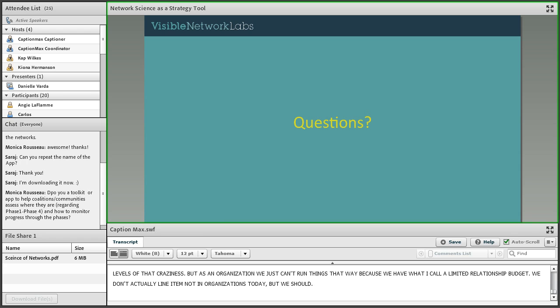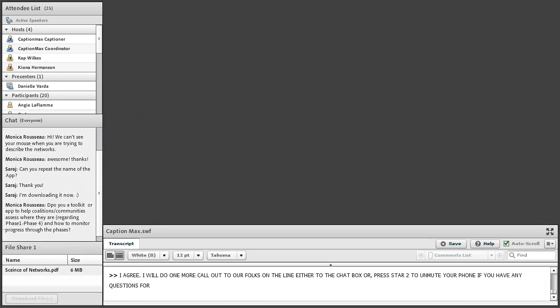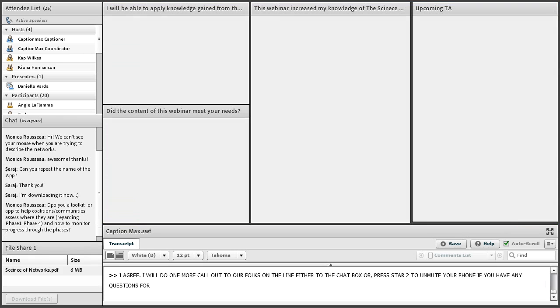Yeah, usually I say at that point, I don't really care how you as a person manage your relationships at the personal level, because we all desire different levels of that craziness. But as an organization, we just can't run things that way, because we have what I call limited relationship budgets. We don't actually line item that in organizations today, but we should, because all of this networking costs a lot. It takes a lot of time and resources, and so when you put it from that perspective, you have no choice but to make sense of that craziness.